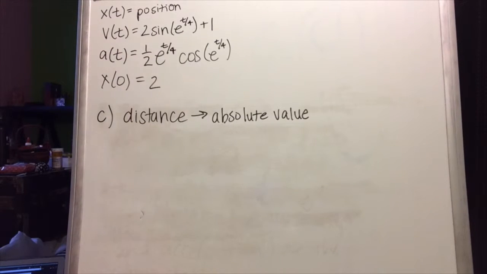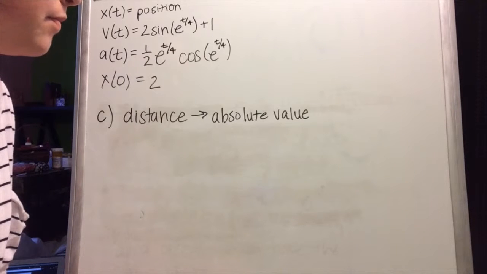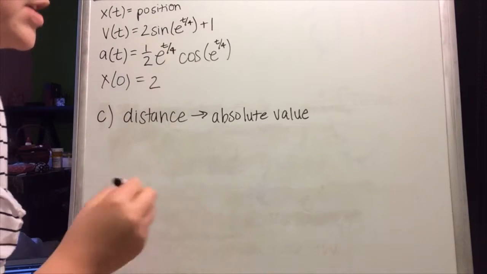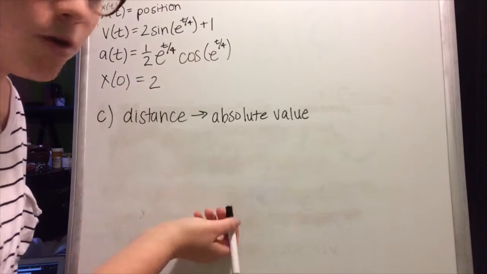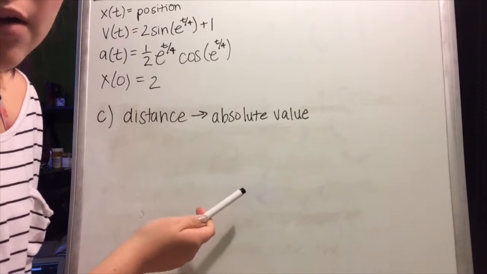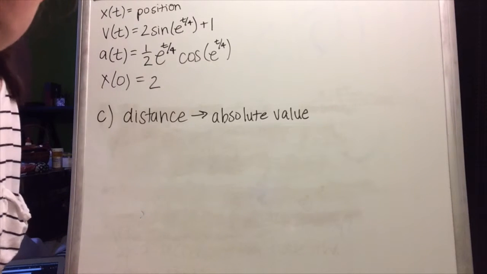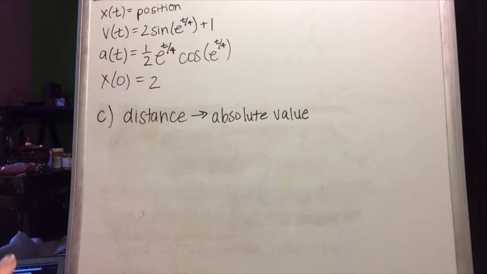The next part, part C, they ask for the total distance traveled by the particle from time t equals 0 to t equals 6. So we know that distance is just the absolute value of an equation because you want to take into account the distance traveled in the positive or forward direction, and you also want to take into account the distance traveled in the negative, or you might say backwards direction. So you have to take the absolute value.